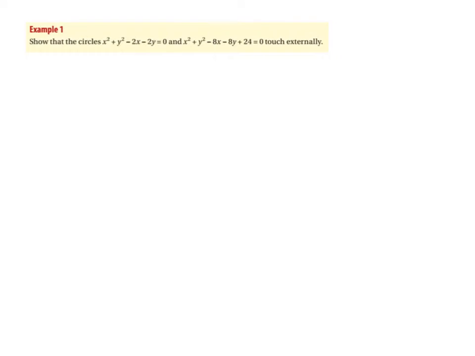Okay, let's have a look at an example. It says, show that the circles x squared plus y squared minus 2x minus 2y is equal to 0 and x squared plus y squared minus 8x minus 8y plus 24 is equal to 0 touch externally. Now remember from the previous slide, if they touch externally, then R1 plus R2 must equal the distance between the two centres. So the first thing we need to do is work out the centres. Let's get that. So we've got x squared plus y squared minus 2x minus 2y is equal to 0. And I'll come down here and do the other one as well. We've got x squared plus y squared minus 8x minus 8y plus 24 is equal to 0.